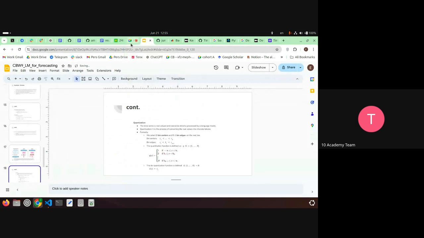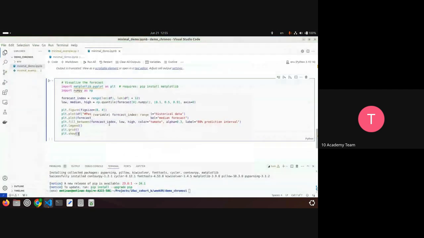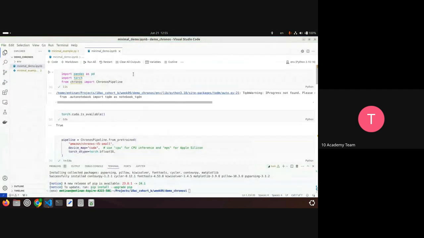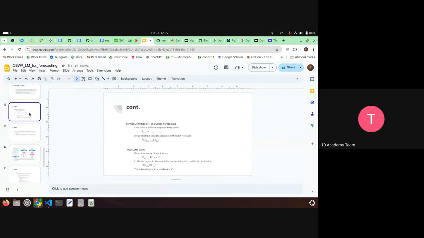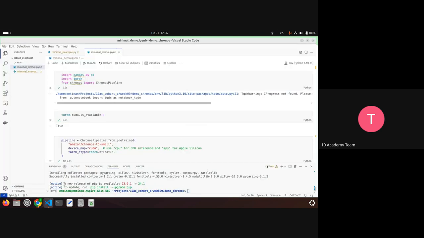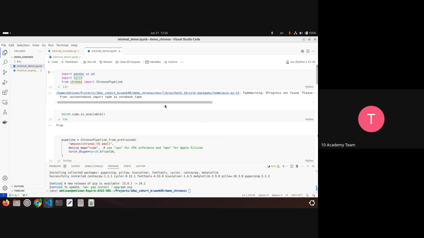Let me show you how to use it. Chronos has a limitation: this model is trained only for one-dimensional values, so it's only predicting one variable. But the idea is that this can be generalized to multi-dimensional forecasting, handling a variable that is a vector of time series instead of just one variable.